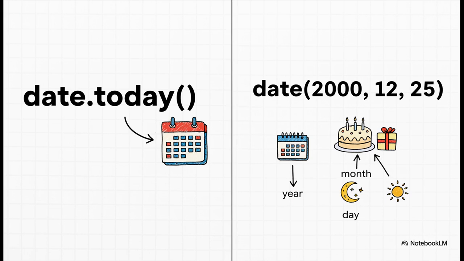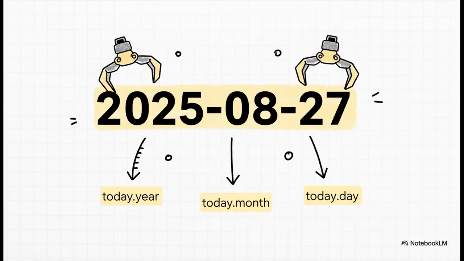And using it really couldn't be easier. Once you import it, you can grab today's date with a simple date.today(), or you can create any date you want just by passing in the year, month, and day, just like we're doing here for a birthday. And just look at how clean that output is. Python gives you this perfectly formatted date. Now, what's really useful is that you can easily pull out the individual parts like today.year or today.month anytime you just need one piece of that info.